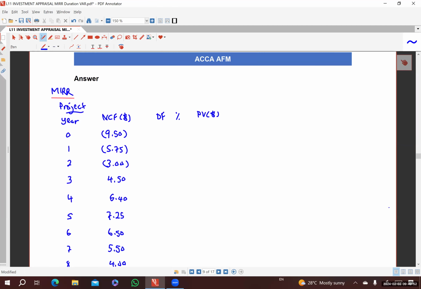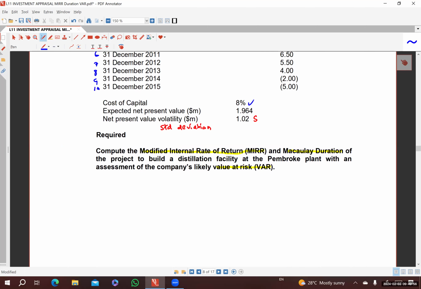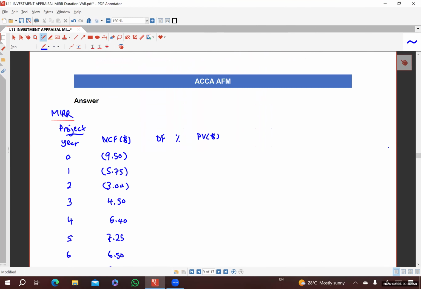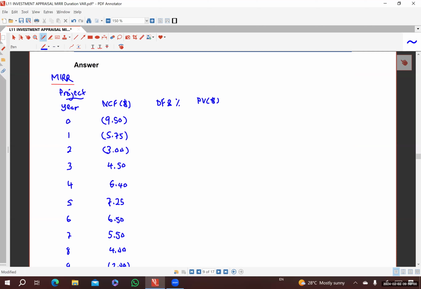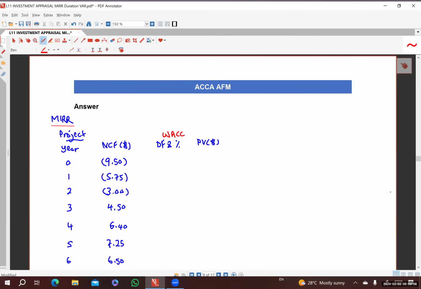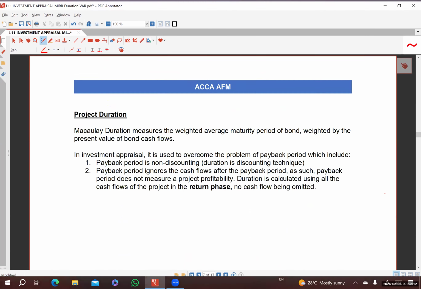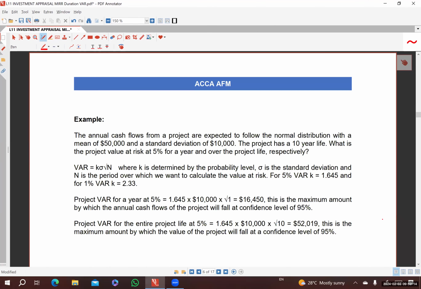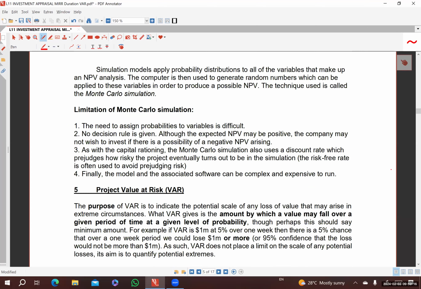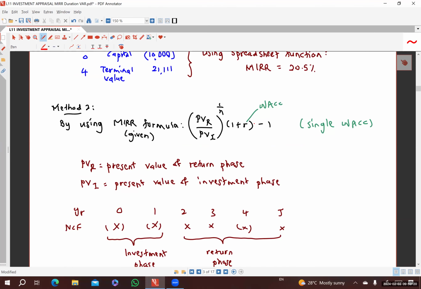The discount rate is the cost of capital, 8%. When you find MIRR, the discount rate is WACC. This R in the formula is WACC. So you must use WACC.